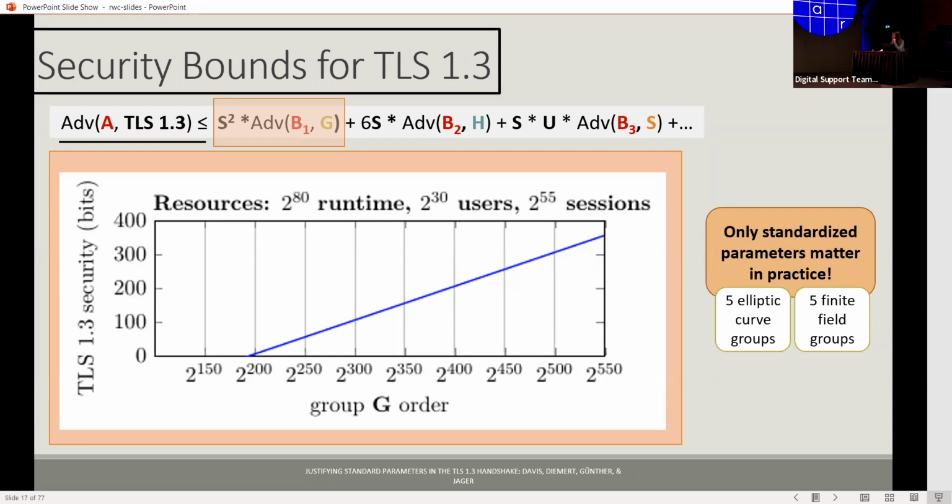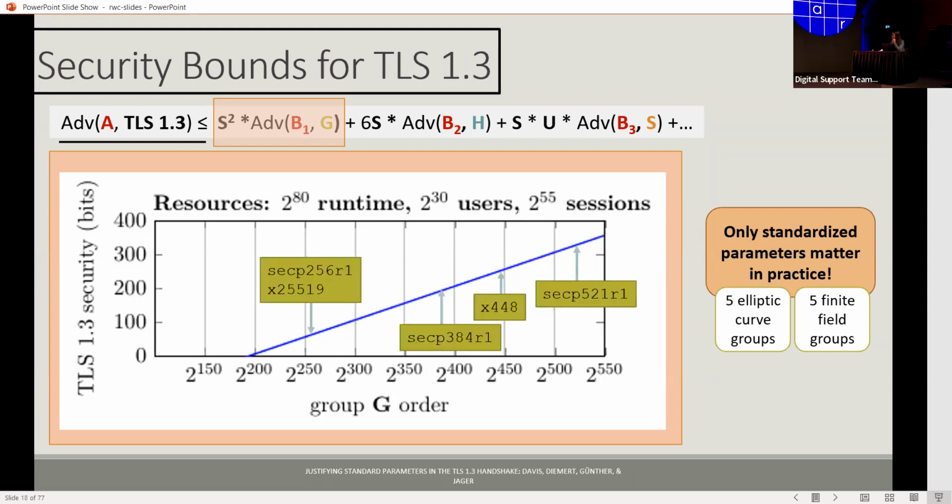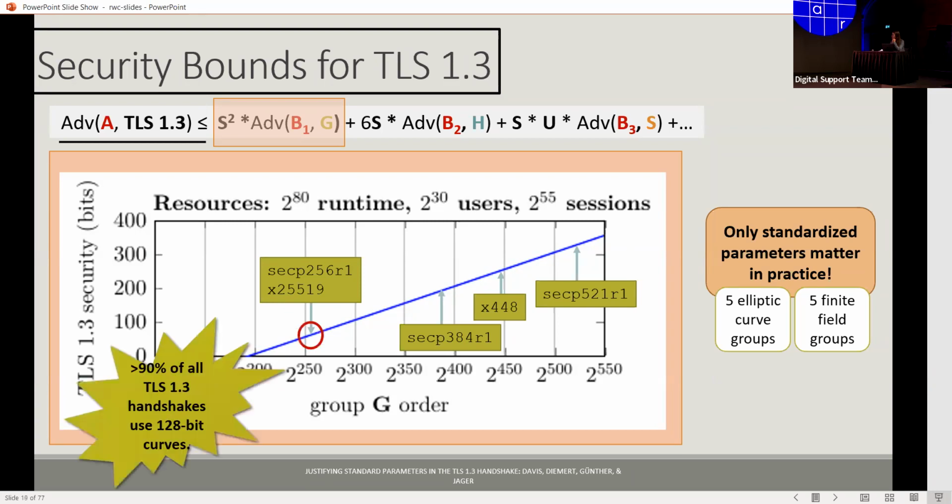So we're less interested in the slope of this graph than about its values at 5 specific points corresponding to the 5 standardized elliptic curves. And even among these curves, a vast majority of users will use the most efficient options, the 128-bit curves. So we thought it made sense to look at the concrete security guarantees that the bounds offer at these specific configurations.